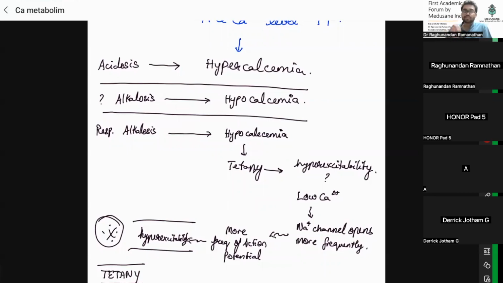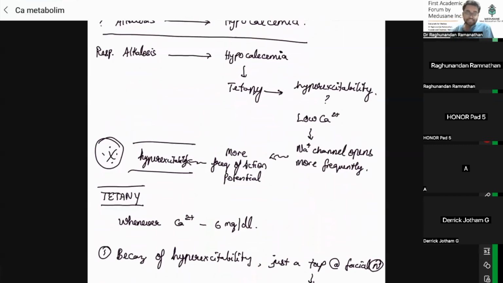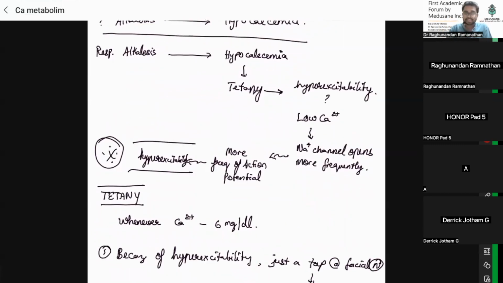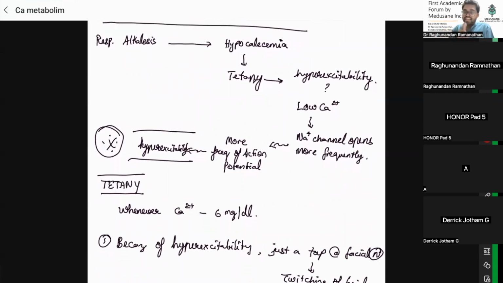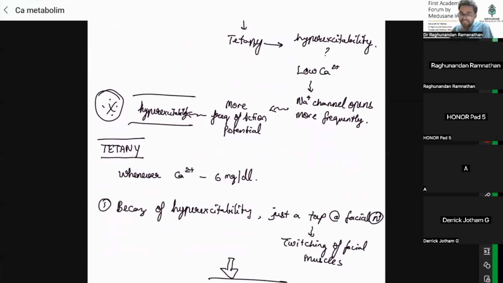அப்ப நிறைய sodium channel open ஆகும். அப்ப நிறைய sodium channel open ஆகறப்ப என்ன ஆகும்? More frequency of action potential occurs. So action potential நிறைய frequent increase ஆகும். அப்ப what happens? It is going to cause hyperexcitability. So that is what occurs in tetany. Is it clear? So whenever calcium ion is going to be increased, okay, more than 6 mg per deciliter.